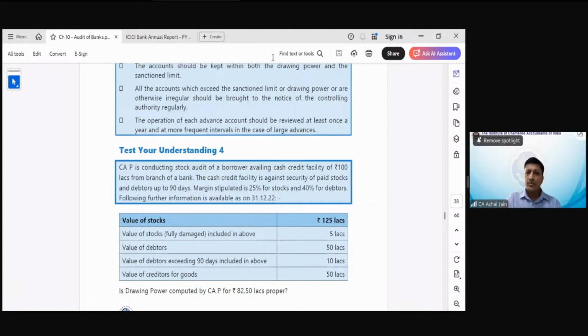Okay, so shall we go to the solution? Okay. So let's look at the solution.